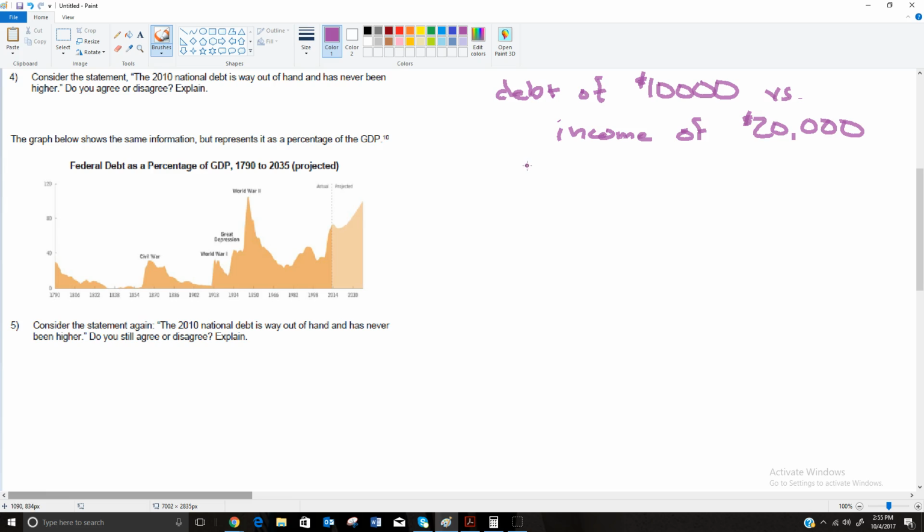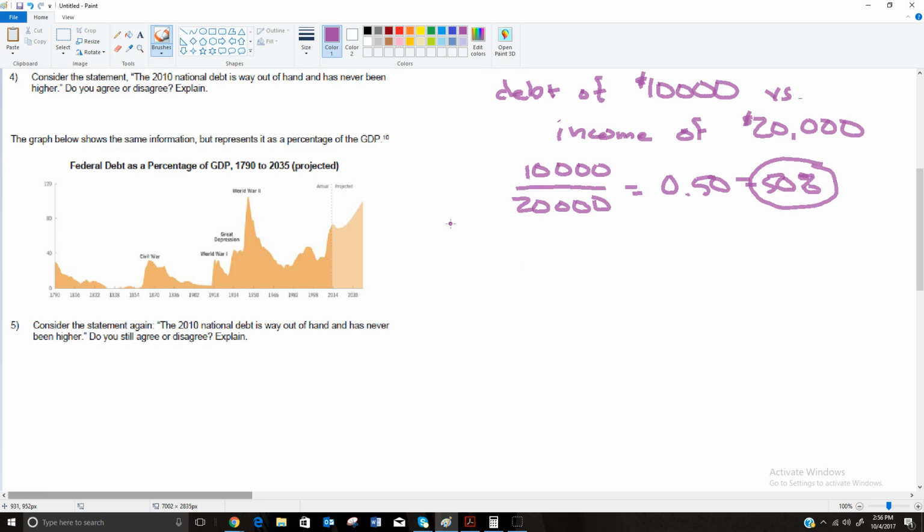That means that $10,000 compared to that $20,000 you make means that you have 0.50, or 50%, of your income currently in debt. So you would have to work 6 months without paying any other bills and without having any other money. You'd have to work 6 months to pay that money back compared to your income.